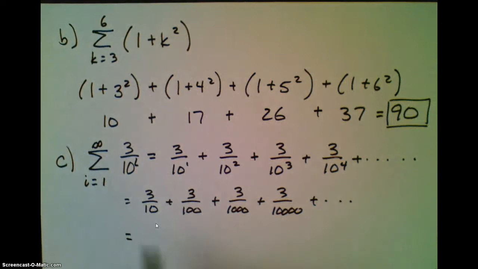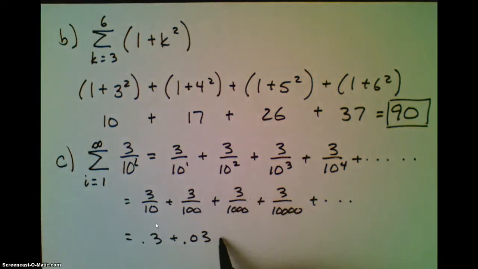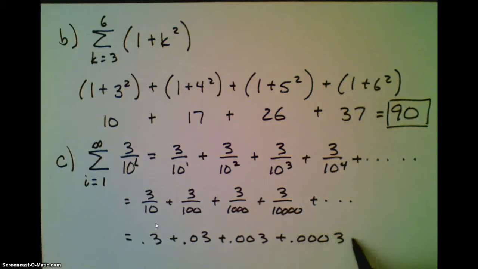So if we look at these in terms of decimals, we've got 0.3 plus 0.03, and if you want these as decimals, just plug them into your calculator, plus 0.003 plus 0.0003 plus, and we're going to keep going on forever, so we're going to end up with 0.33333. Keep going. It's just going to add another 3 each time. So essentially, when we add this up to infinity, we're going to get 1/3.